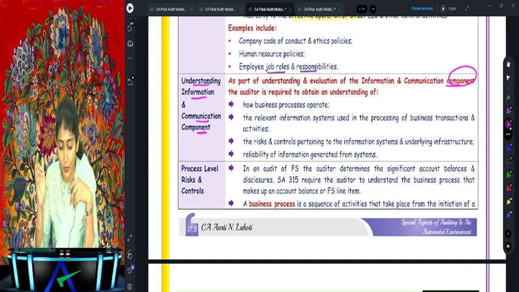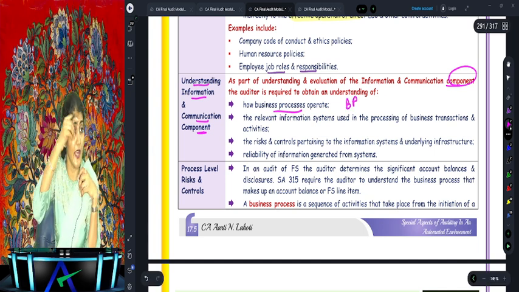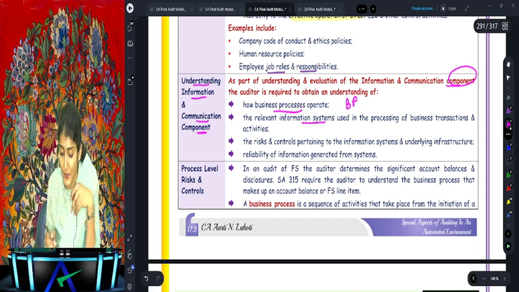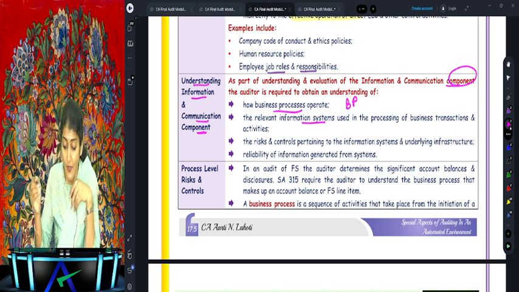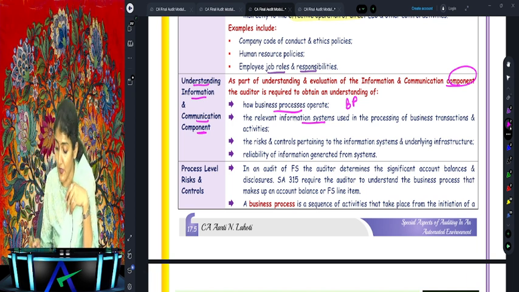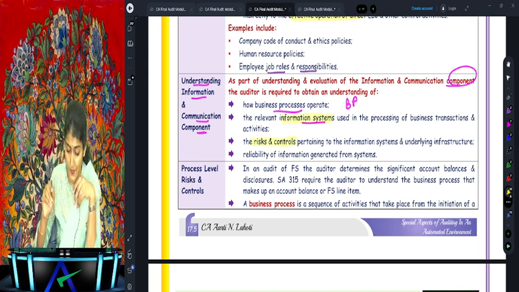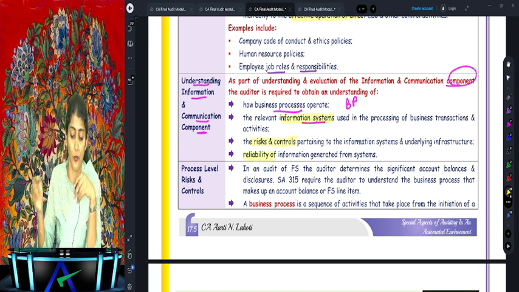Again, what you have to understand, how the business process operates. Okay, how Airtel is doing the revenue recognition. Then the relevant information system. You remember in our CRISM, we had the I. What was the I for? Information system. Right, so the relevant information system which is being used for the same. Then what are the risks and controls pertaining to that information system? And what is the reliability of the information which is generated from that system?